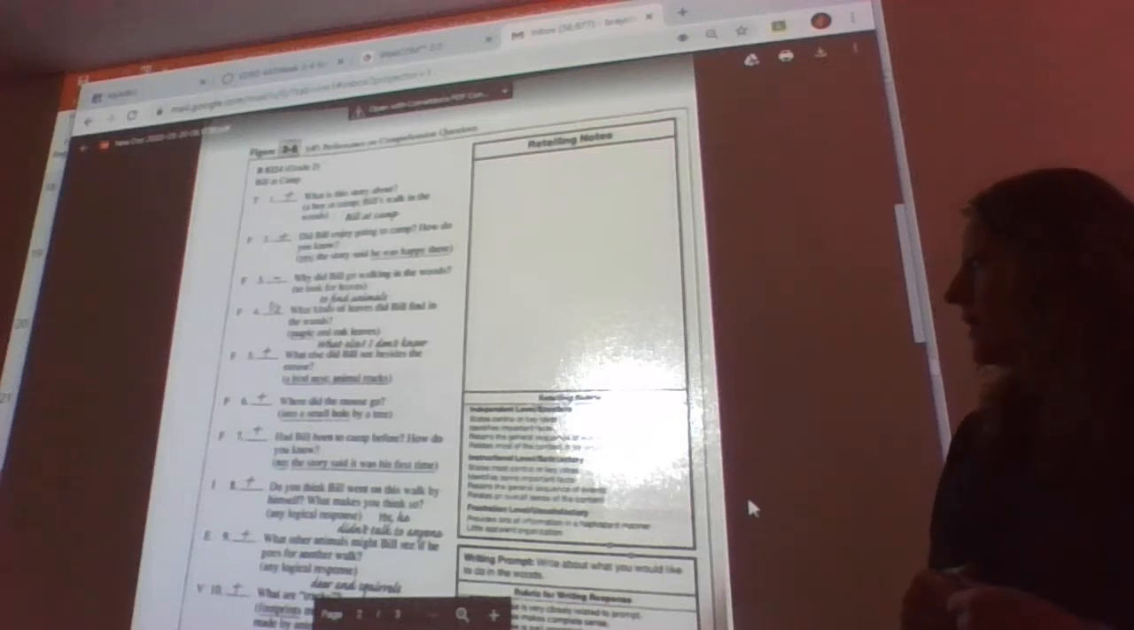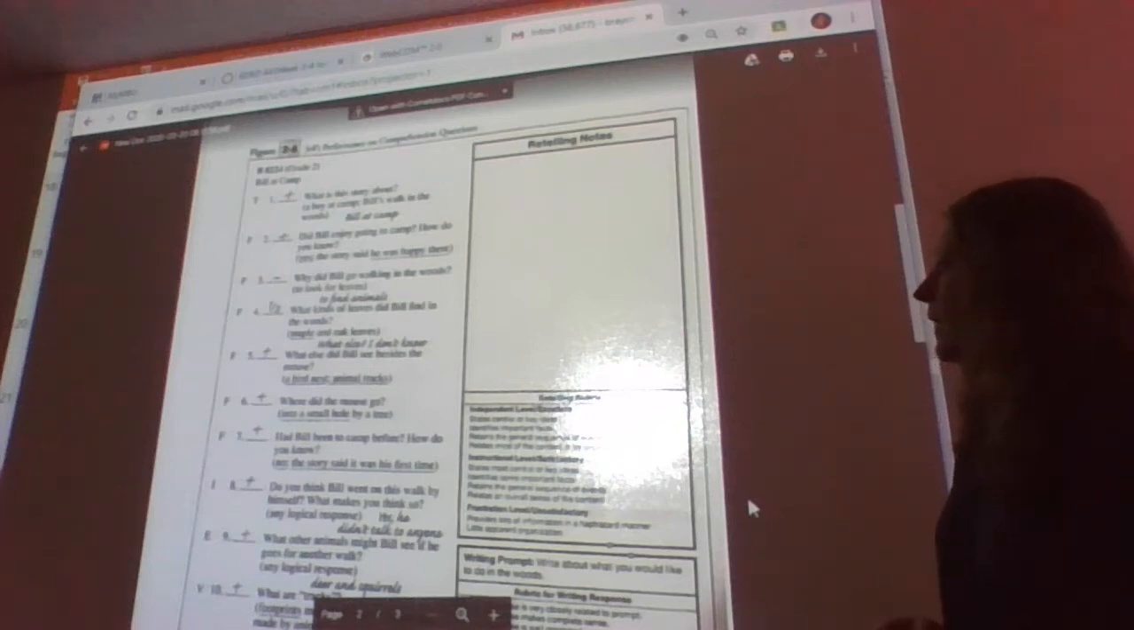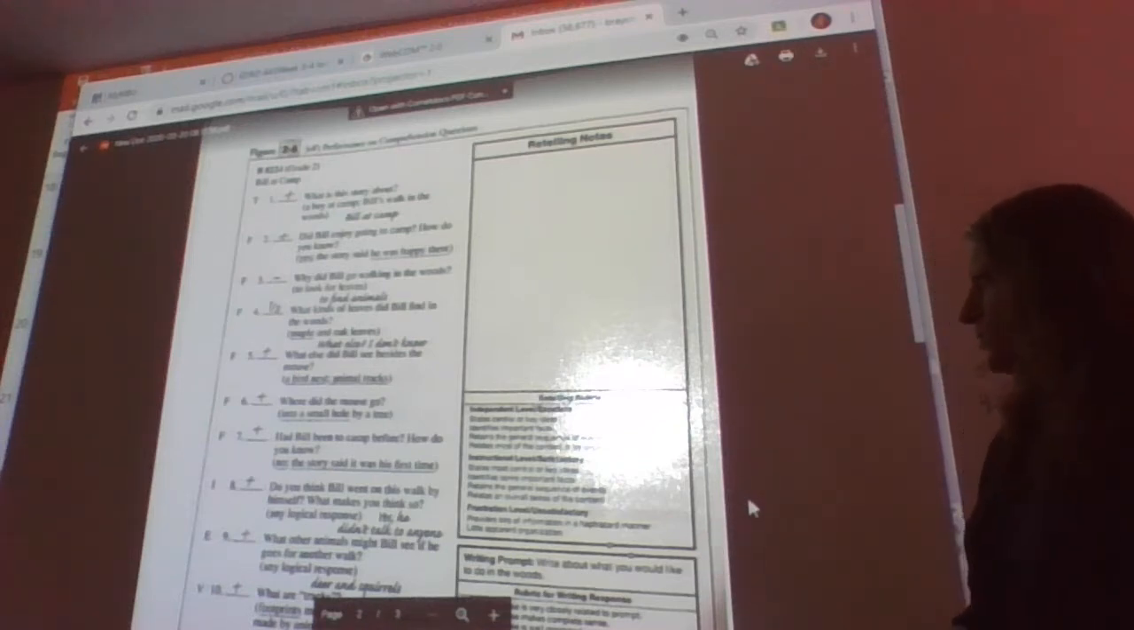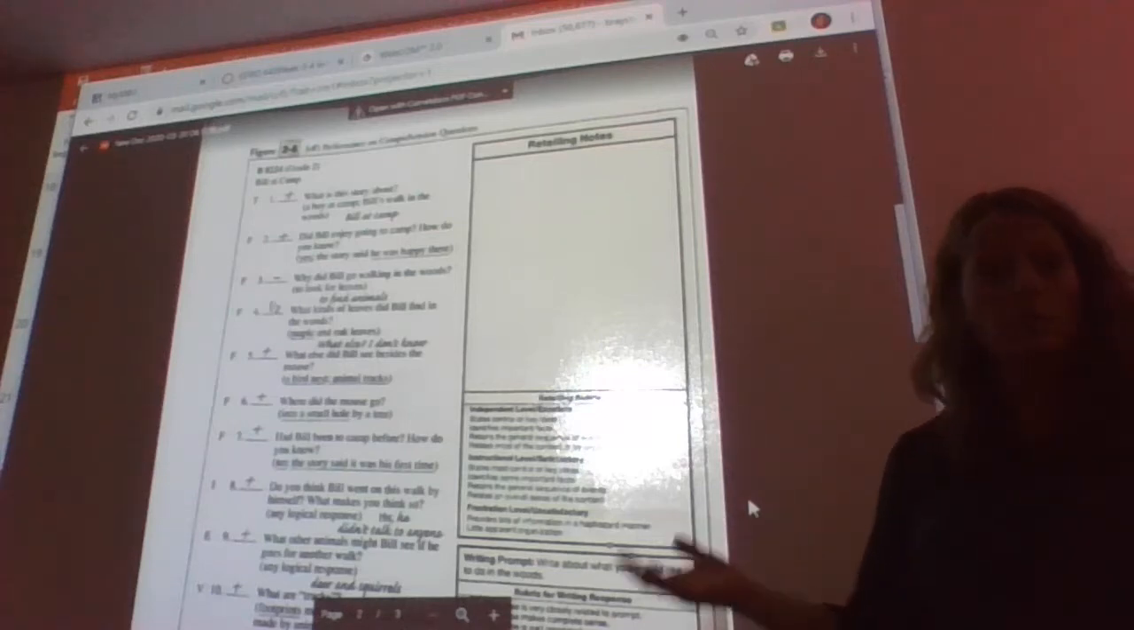And his answer was, yes, he didn't talk to anyone else, and that's very logical. What other animals, E is evaluate. What other animals might Bill see if he goes for another walk? Again, a logical response here. He said deer and squirrels, very possible.